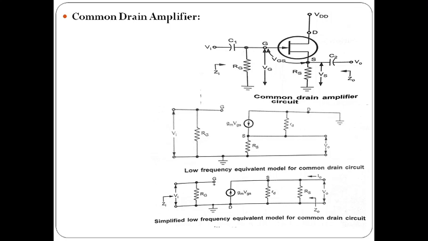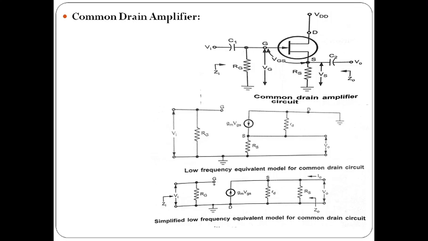So here again, the DC power supply is short circuited in the equivalent model. Drain is grounded, thus the drain is common between the input and output. You can observe this in the simplified equivalent model.